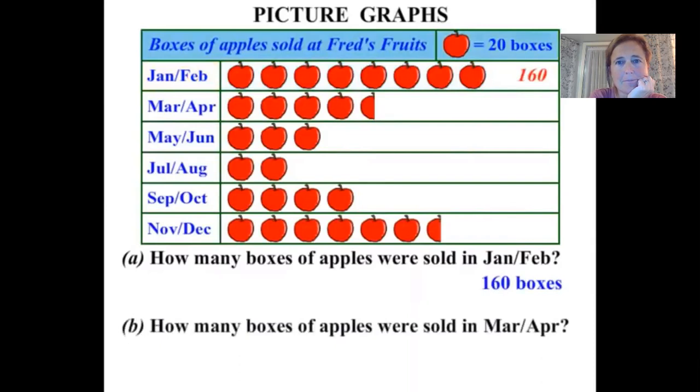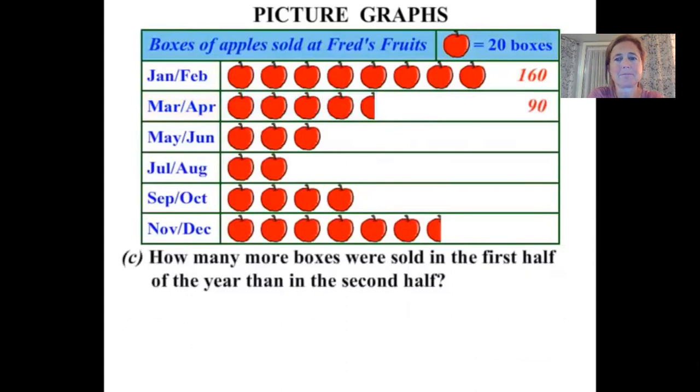Part B, how many boxes of apples were sold in March, April? And there's the March, April. Well, each apple is worth 20 boxes, but you can see there that we haven't got a full apple. We've got half an apple. So if a whole apple is worth 20 boxes, well, half an apple will be worth 10 boxes. Okay, so let's start counting. That's a whole apple, so that's 20, 40, 60, 80, and that's worth 10 more. So 80 and 10 is 90. So 90 boxes for the March-April period.